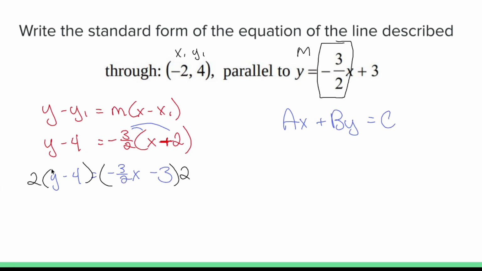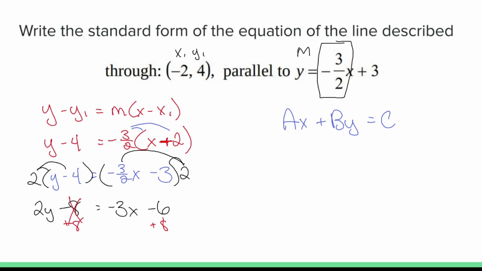Okay, so this becomes 2y minus 8. This becomes 2 times -3 over 2, which is going to be -3. X comes along for the ride. -3 times 2 is -6. So in really no particular order, I have to move -3x to the left and a -8 to the right. So let's add 8 to both sides, cross you out.